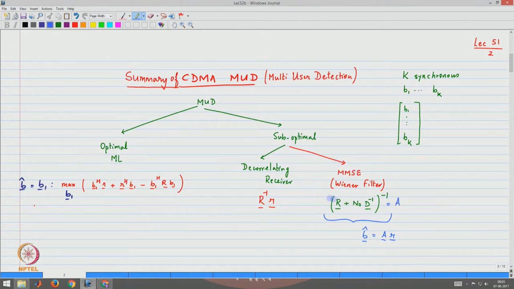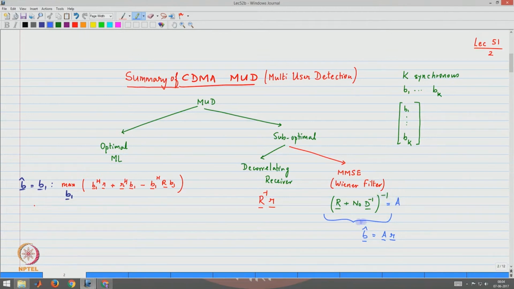The MMSE or the Wiener filter, which we discussed in the last lecture, does something very similar. Our goal is to obtain a linear transformation of the received vector, the output of the k correlators. If you denote that as R, we want to express the B hat as A times R, and we have obtained the best expression for A, which will minimize the error between the decoded symbols and the transmitted symbols. That is given by R plus N naught D inverse R, and the whole inverse.